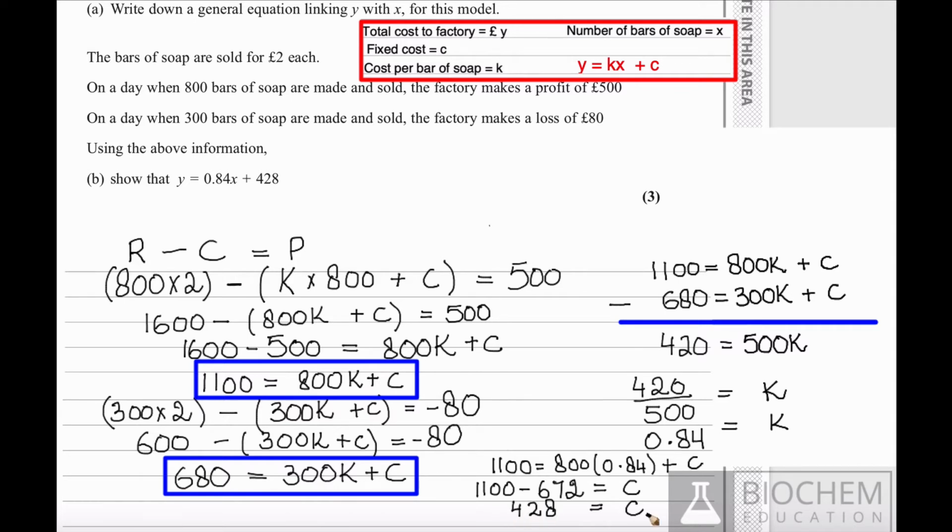428. Hence, we can finally write our answer as y equals k being 0.84, so 0.84x plus 428.